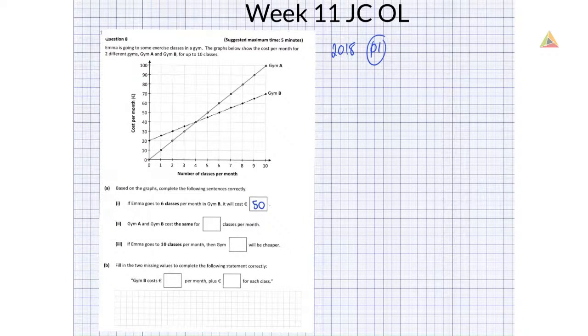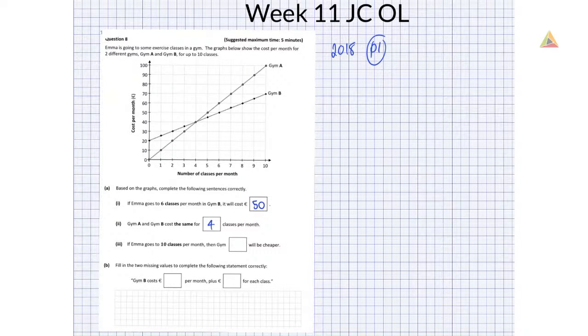Gym A and Gym B cost the same for how many classes per month? Now, if they cost the same, that's where they intersect. That's where they cross each other. And they only cross at one point, which is here. Now it's asking you how many classes it costs the same for. If we come down here, it gives us 4, and that 4 is the number of classes per month. So the answer to that question is 4.